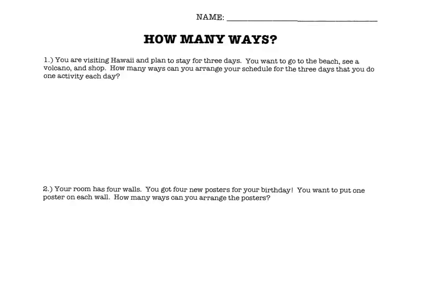It says, you are visiting Hawaii and plan to stay for 3 days. You want to go to the beach, see a volcano, and shop. How many ways can you arrange your schedule for the 3 days that you do one activity each day?